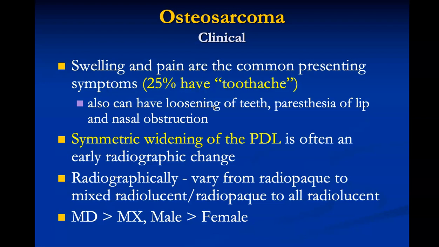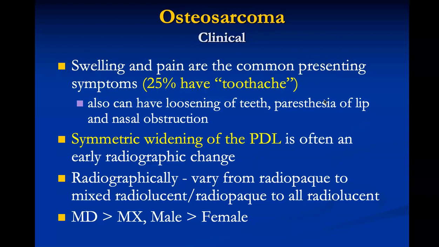And that's kind of an unusual finding with malignancies. The patients don't often complain of toothache. You can also see the loosening of the teeth. Any malignancy that's growing in bone can cause loosening of the teeth. Again, paresthesia of the lip is one of those findings that we associate with malignancy.